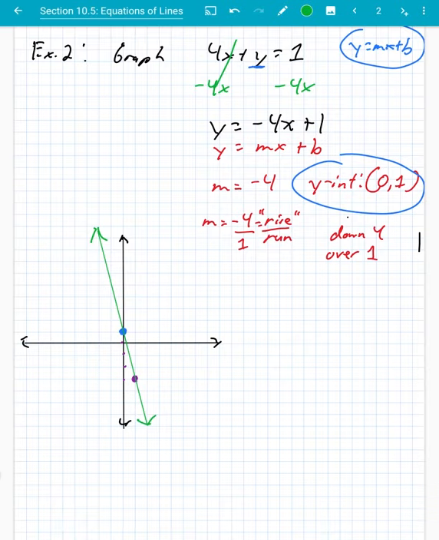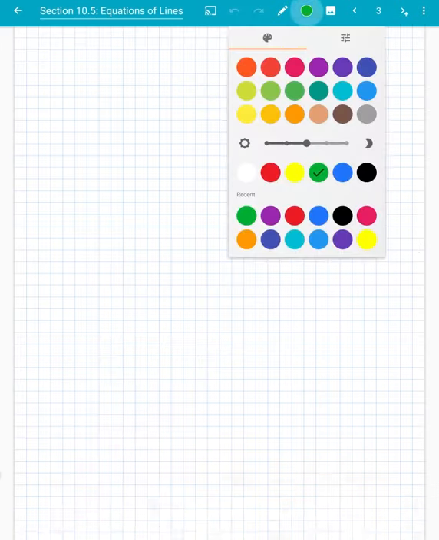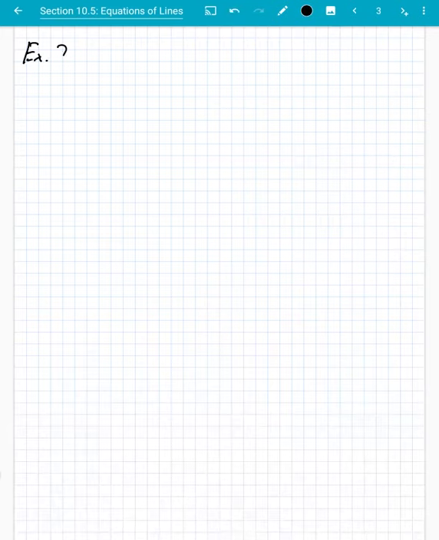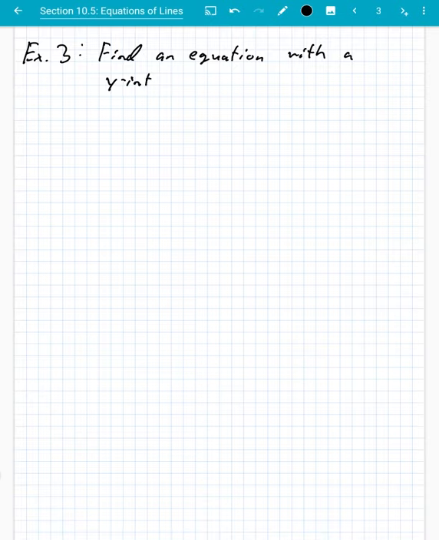So that brings us over to our next thing, where we're going to be talking about how do we make this equation right here? How do we start off and make that equation based off of information that we're given? Let's look at example 3 from the book. It wants us to find an equation with a y-intercept of 0, negative 3, and slope of 1 over 4. That's the information it gives us.